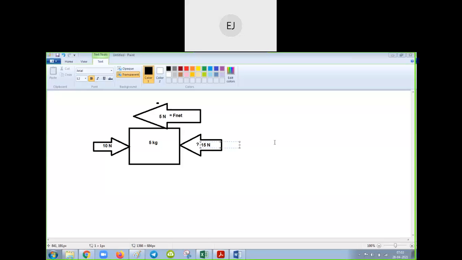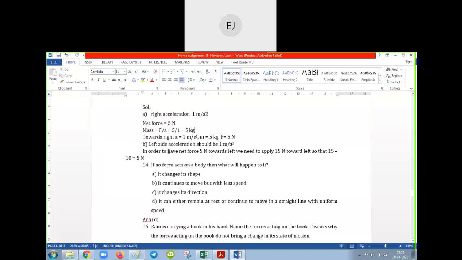So that is what we have written in this document. In order to have a net force 5 Newton towards left, we need to apply 15 Newton towards left, so that 15 minus 10, which is equal to 5 Newton, gives you 1 meter per second square acceleration, which gives you 1 meter per second square acceleration left side. Any doubt here?